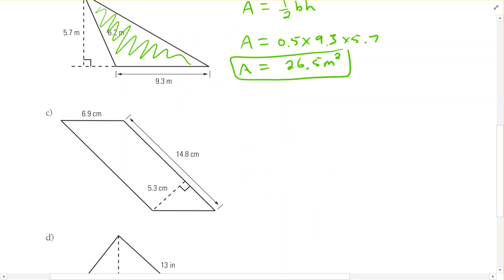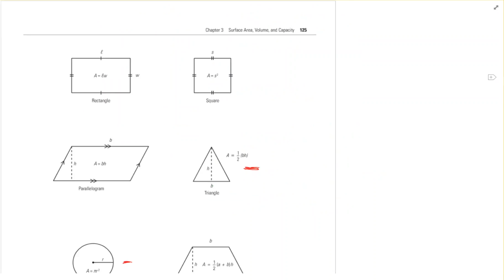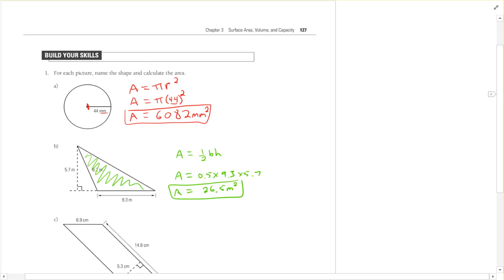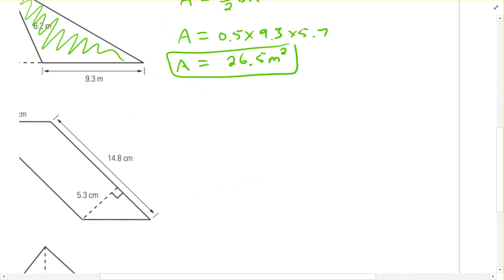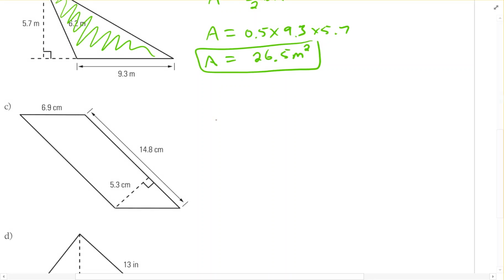Okay, next one. What kind of shape is that? Well, let's go back to our formula sheet. That kind of looks like this shape, doesn't it? A parallelogram. So parallelogram, that's actually just the same formula as for a rectangle. We just need to go base times height. So we can go back to here. So we'll say area is equal to base times height.